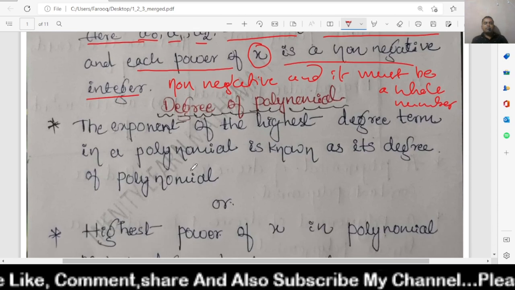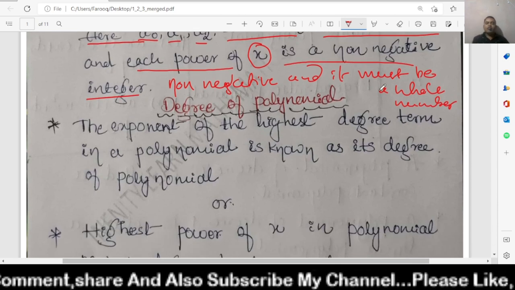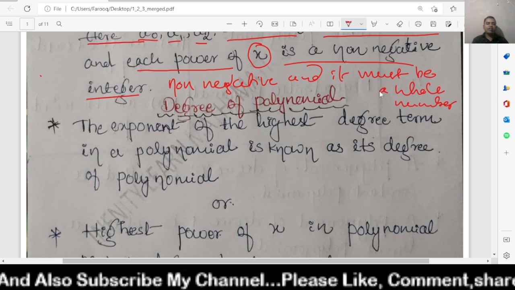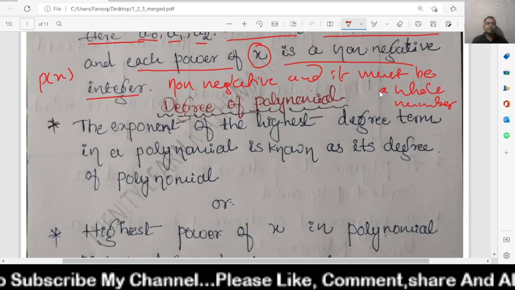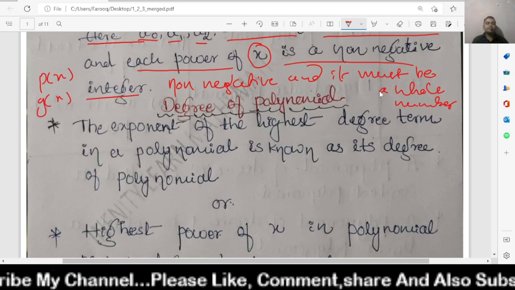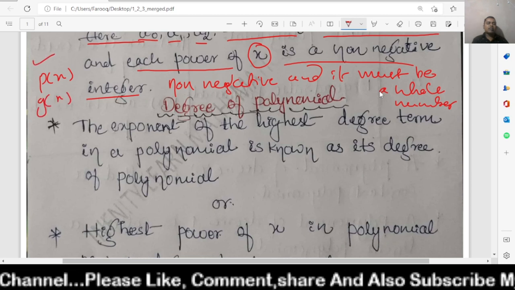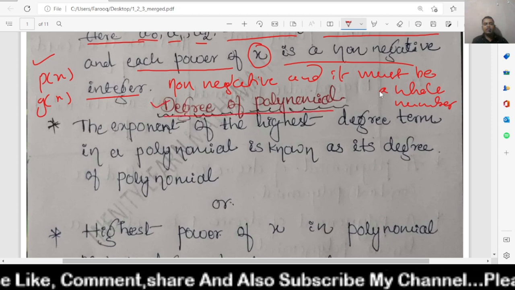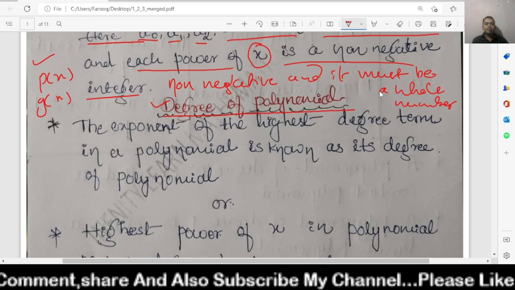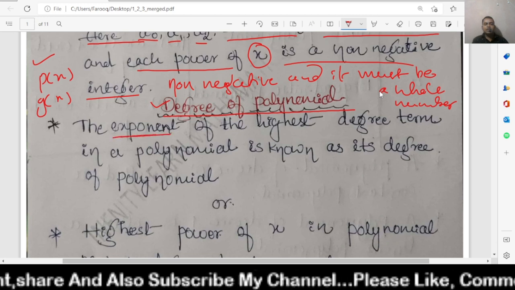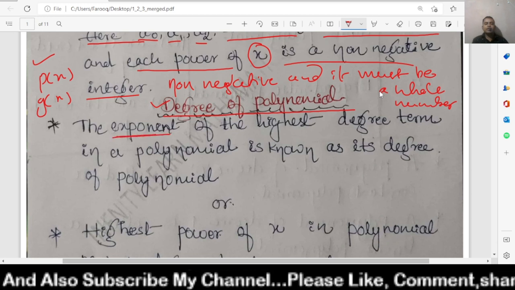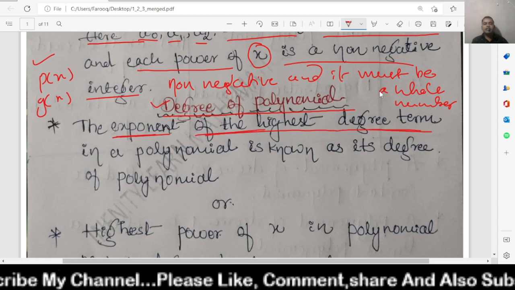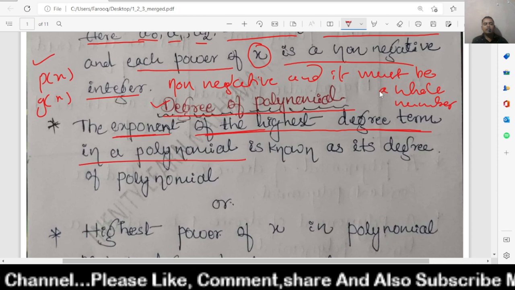Next, see here once again. A polynomial is denoted by p of x, f of x, or g of x, or q of x, whatever form it may be. We can use any alphabet. Let us try to understand the meaning of the degree of the polynomial. It is very important. The exponent means the power, the exponent of the highest degree term in a polynomial.